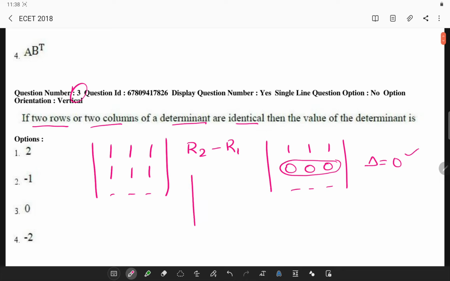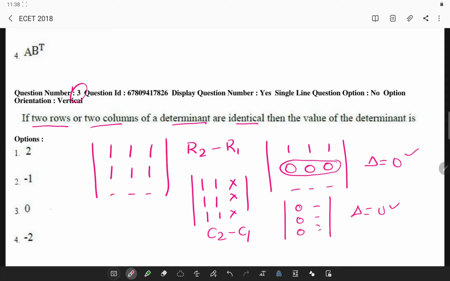Similarly, he has given for two columns. So even here, if I do any column operation, I'll be having zeros in a particular column, so I'll have the determinant as 0. So the answer in this case is 0.